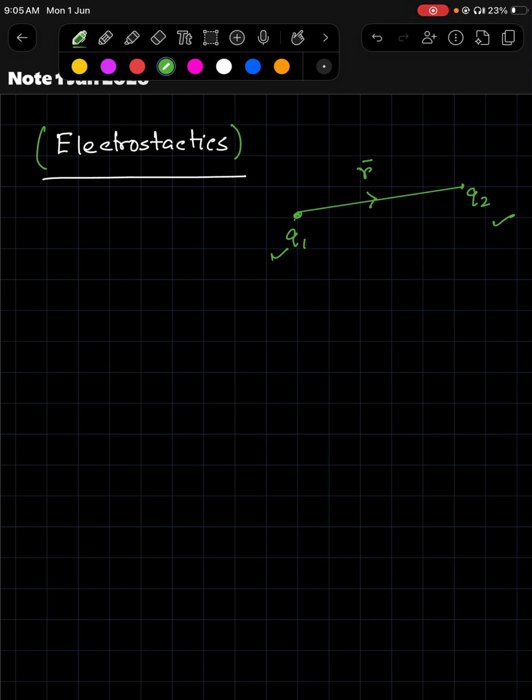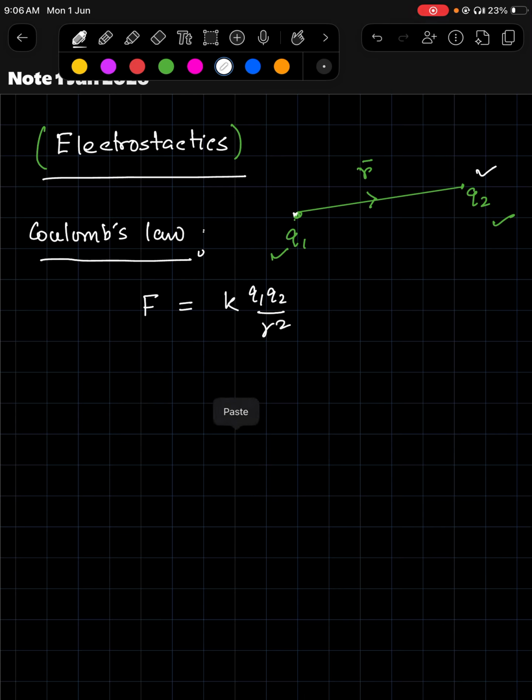When a charge is exerting force on another, we have to know what the nature of the force is. This force is given by Coulomb's law. What does it say? It says that the force on a charge Q2 by Q1 is given by this formula: F = K Q1 Q2 by r square. So it is called the electrostatic force.